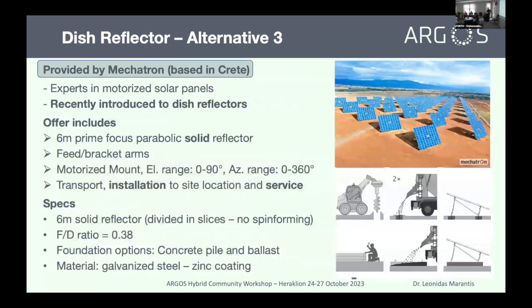And this is the third alternative. It's a company based in Crete, Megatron. They are experts in motorized solar panels. They have quite recently been introduced to these reflectors.